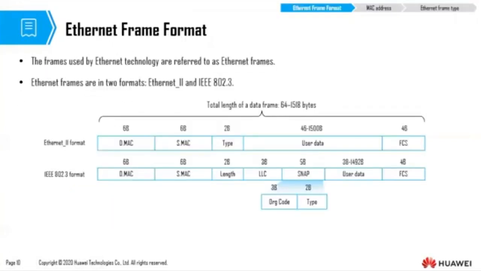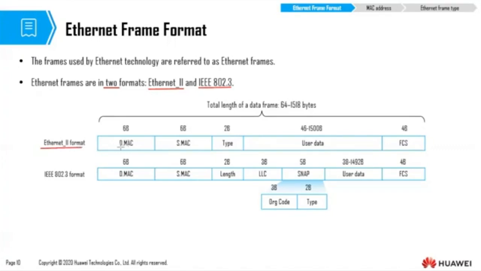Let's have a look at the Ethernet frame format. Ethernet frames are of two types. The first type is called the Ethernet 2 frame. Then we have another one that is called the IEEE 802.3 frame. Those are the two types. Let's begin by exploring the Ethernet 2 format.